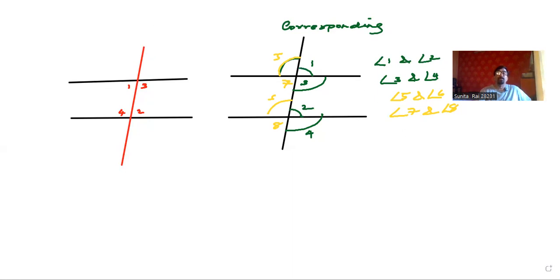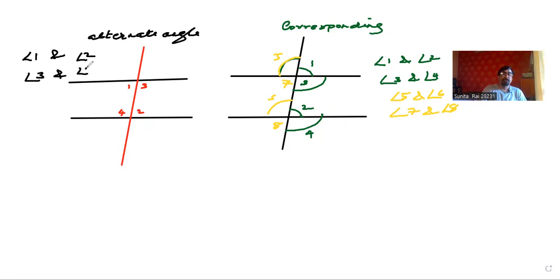In the first figure, we talked about alternate angles. When a transversal intersects two coplanar lines, two pairs of alternate angles are formed. We only talk about interior alternate angles. I'm not interested in exterior alternate angles. The interior alternate angles are angle 1 and angle 2, and angle 3 and angle 4. So when a transversal intersects two coplanar lines, two pairs of alternate angles are formed, and four pairs of corresponding angles are formed.